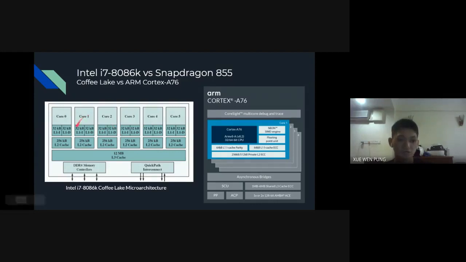in terms of the microarchitecture layout. So this is the microarchitecture layout, which has private L1 and L2 caches, same as the ARM Cortex-A76, which has its private L1 and L2 caches, and then we have a shared L3 cache with 12 megabytes for the Intel i7, whereas the L3 cache for ARM, in this case for the Snapdragon, is only 2 megabytes.